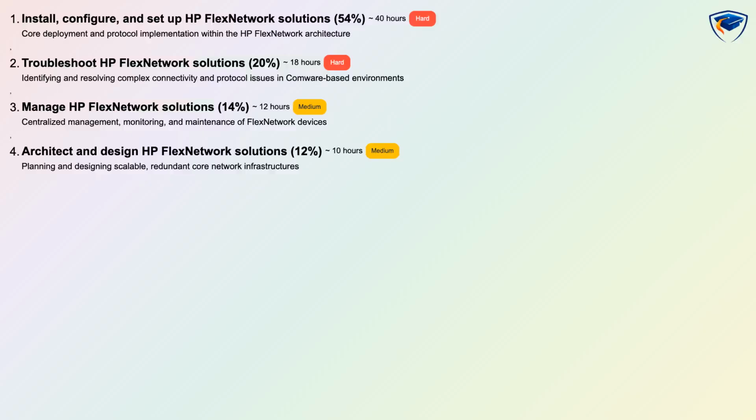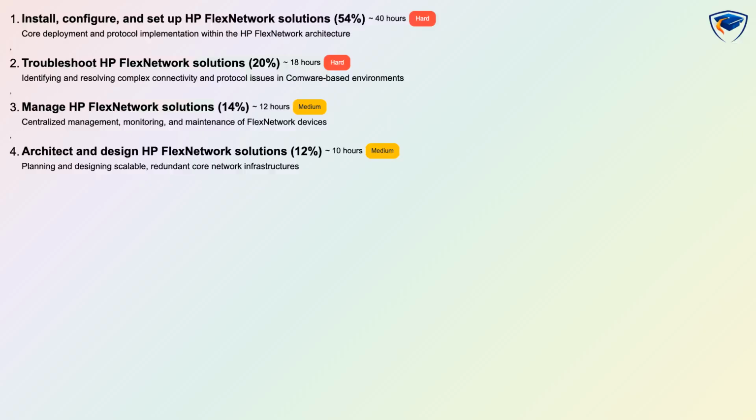Install, configure, and set up HP FlexNetwork solutions is 54%. Troubleshoot HP FlexNetwork solutions is 20%. Manage HP FlexNetwork solutions is 14%, and Architect and Design HP FlexNetwork solutions is 12%. Together these domains balance hands-on deployment skills, scenario-based troubleshooting, and conceptual design and management knowledge.